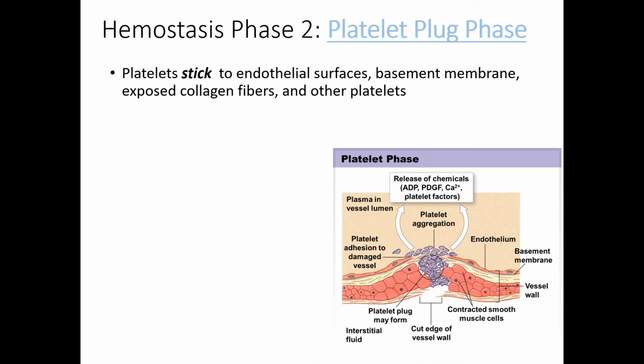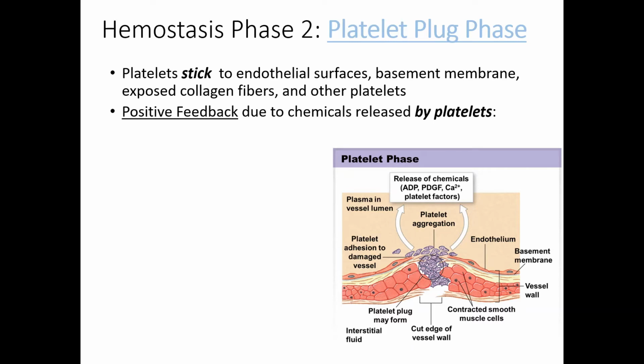And so as soon as the platelets start to attach to the collagen, they're also going to start attaching to each other. Okay, and so this is going to begin hemostasis phase 2. Now the vascular spasm is still happening, but now we are beginning the platelet plug phase simultaneously. And so this is one of the great examples in our body of positive feedback.